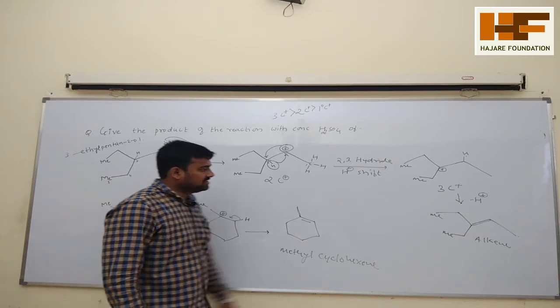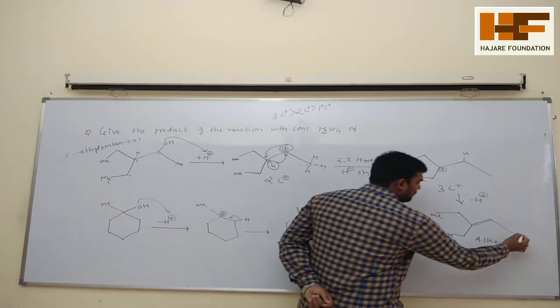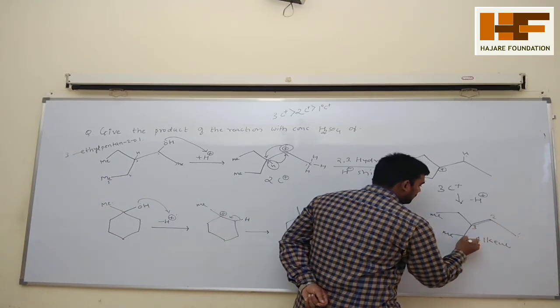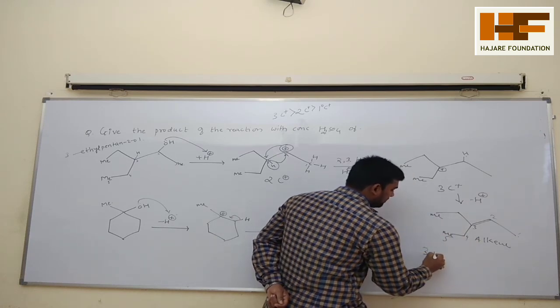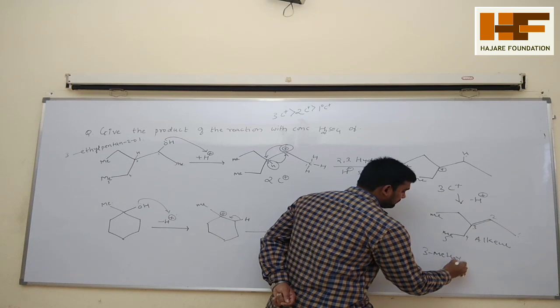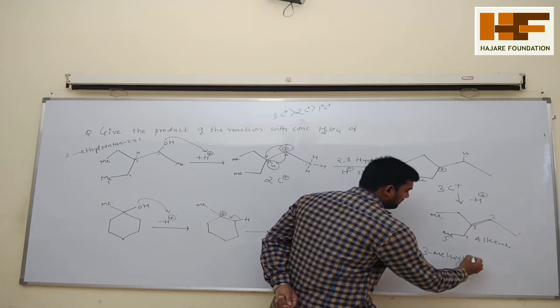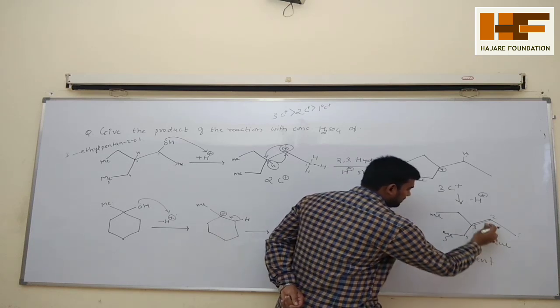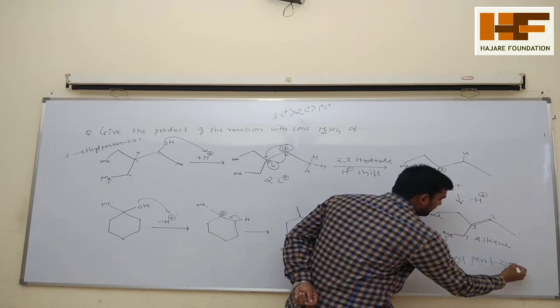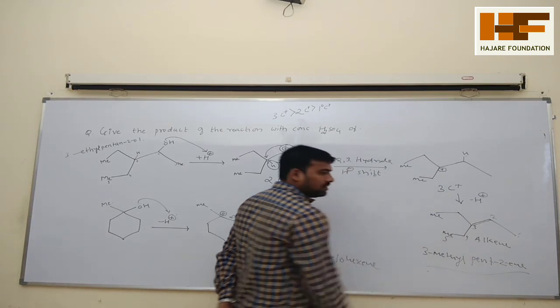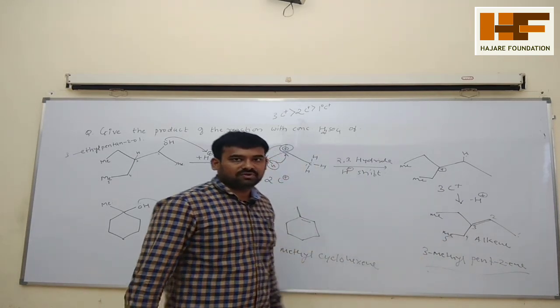And what is the name of this compound? See, 1 2 3 4 5. On the third position there is a methyl, 3-methyl, total number of carbons 5, pent, a double bond is there, so at which position? Second position double bond, 2-ene. So this is the main product. Okay, thank you.